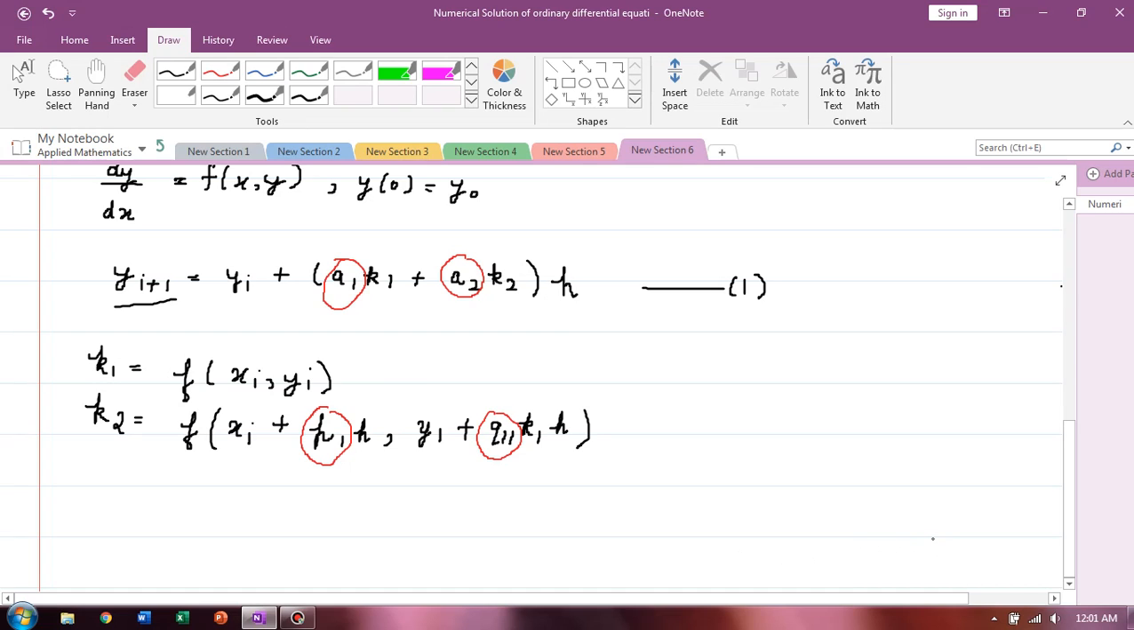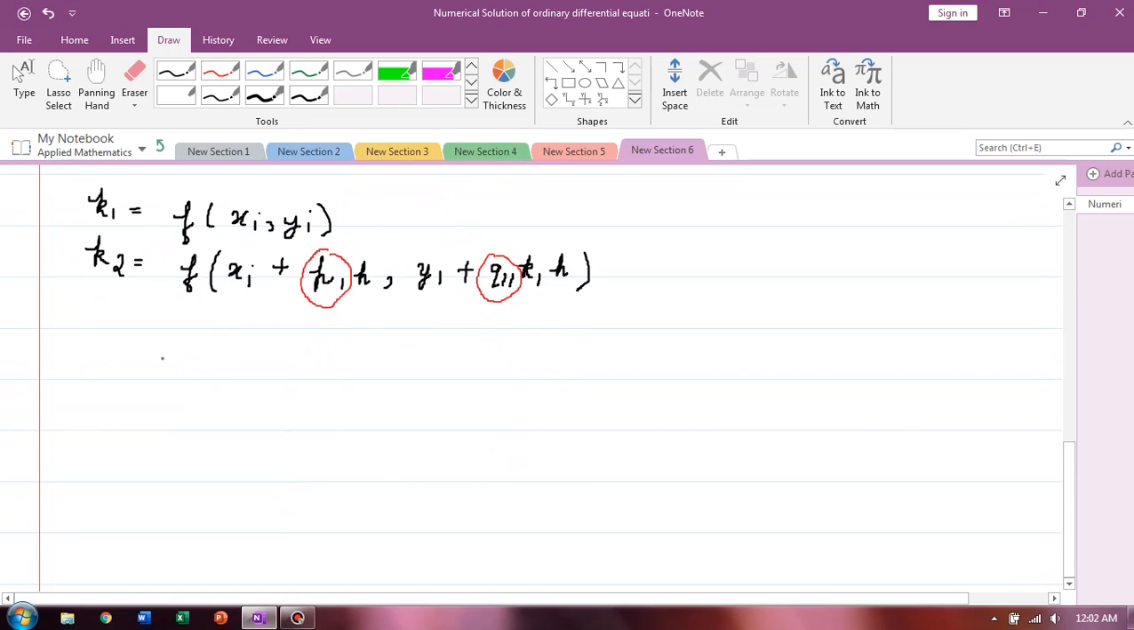So what Runge did, they equated this equation, this first equation, to the first three terms of Taylor series, and after equating them he got three equations. What are the three equations? They are a1 plus a2 is equal to 1. This is the first equation. Second is a2 p1 is equal to half, and a2 q11 is equal to half.